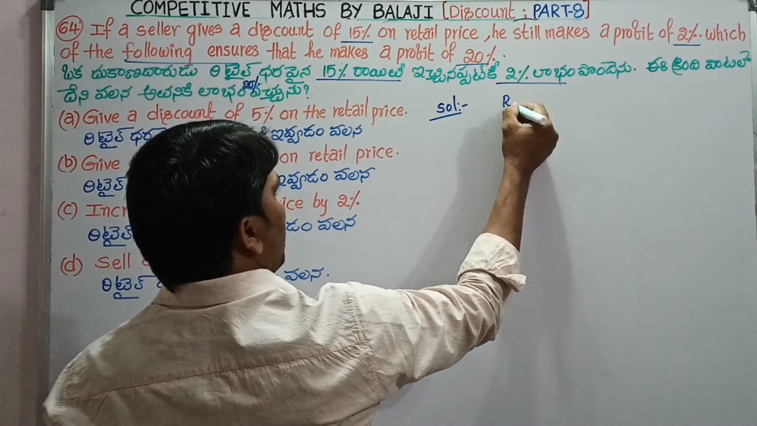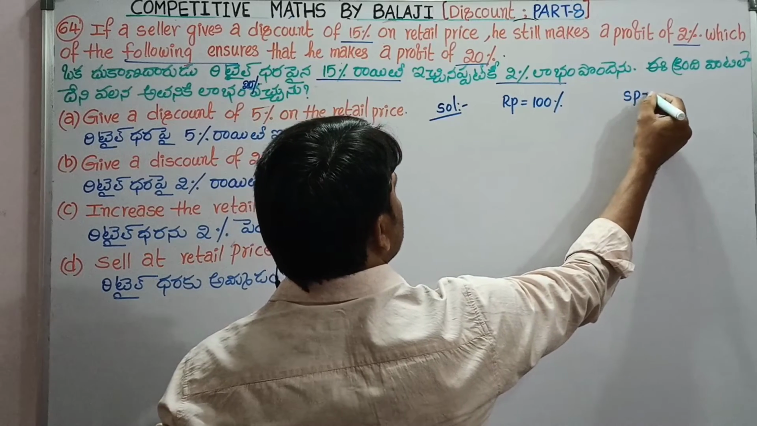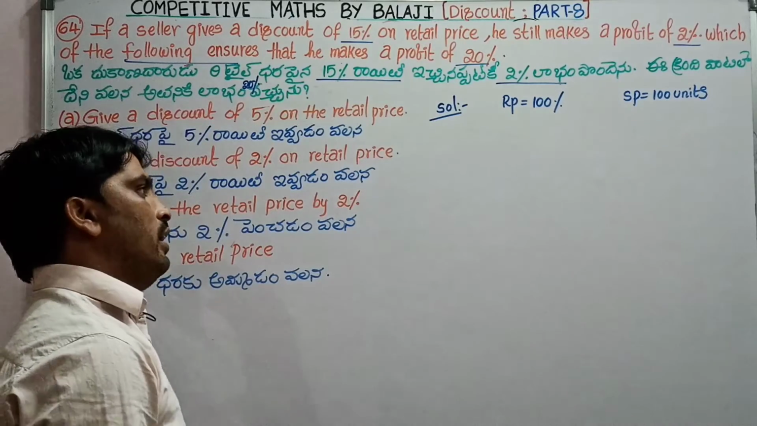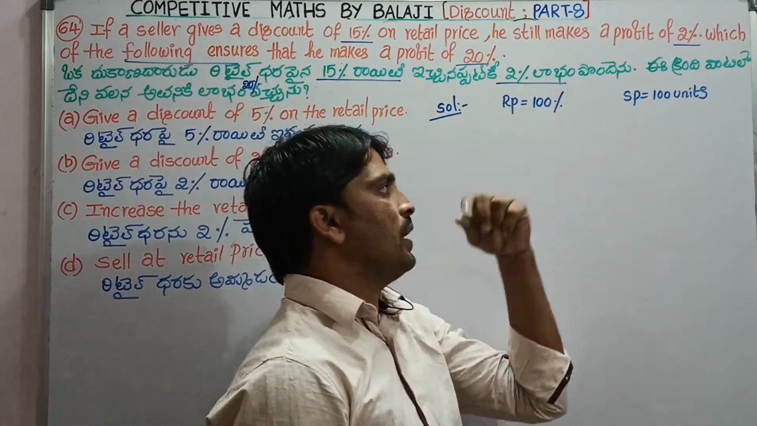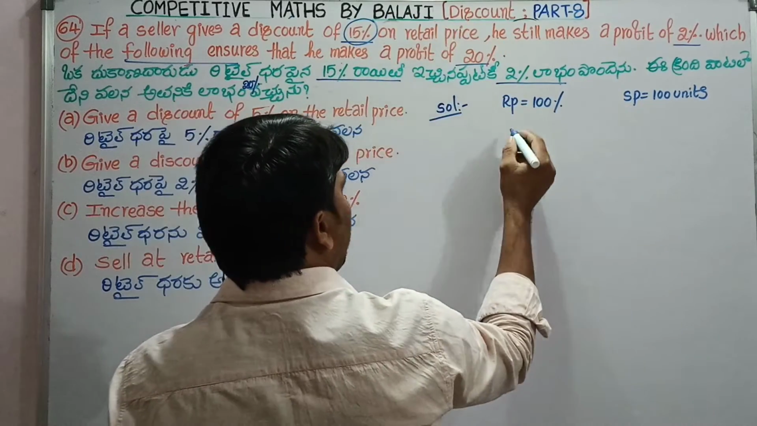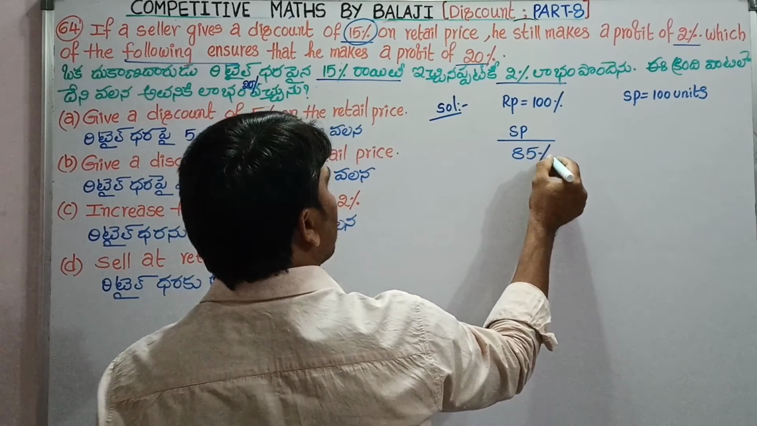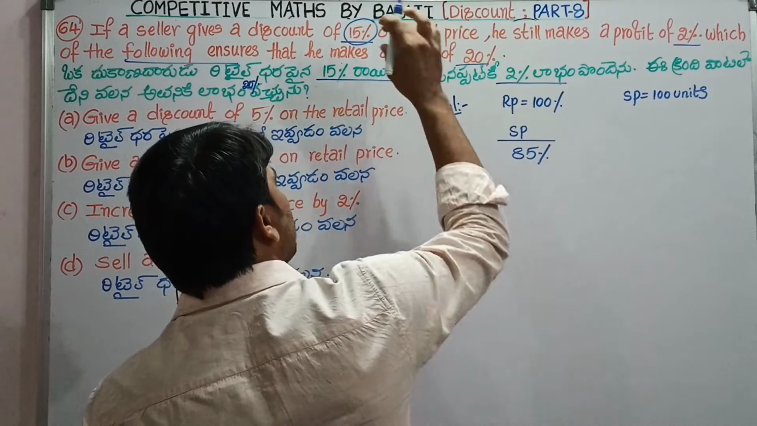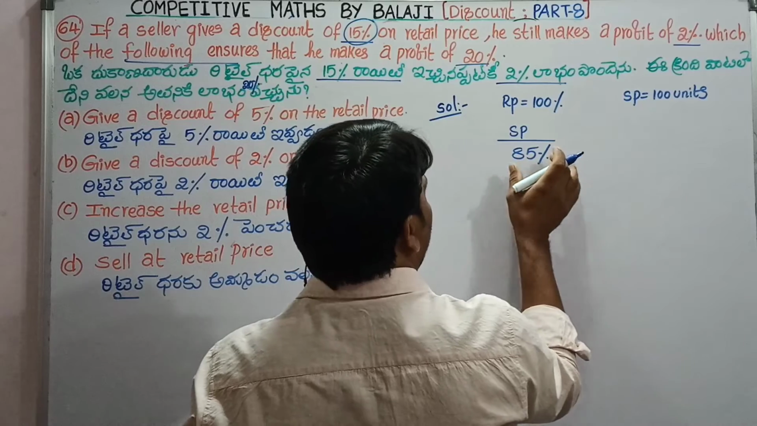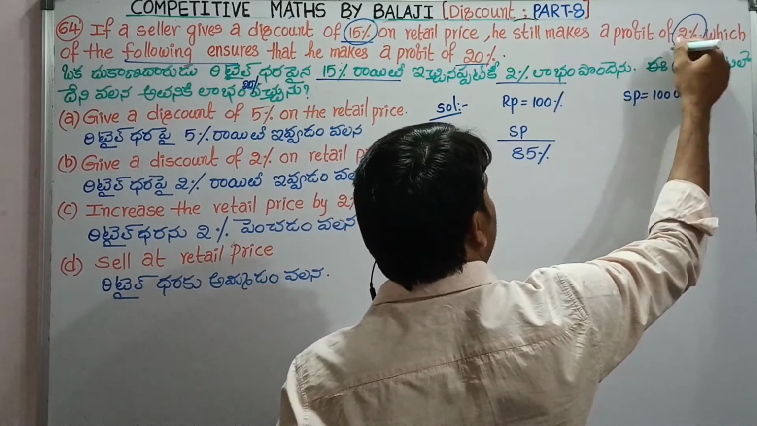Solution. Suppose retail price is 100%, selling price is 100 units. That is, if he allows 15% discount on retail price, then selling price in percentage is only 85%. Out of 100%, 15% is rebate. So selling price is 85%. If he allows 15% discount, still he makes a 2% profit.